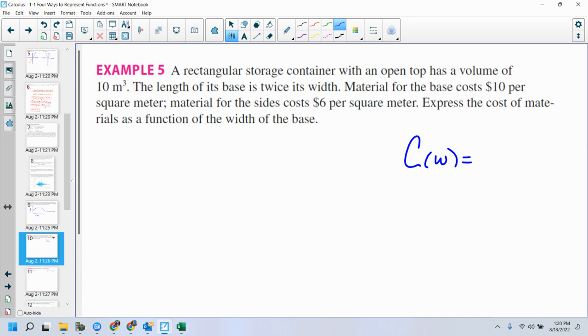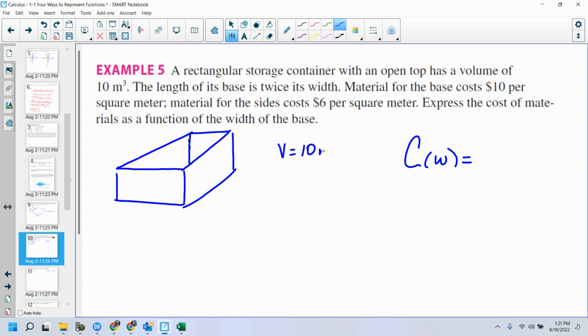Okay, let's first start off by drawing a diagram. I think that's going to help us here. We've got a rectangular box, basically, with an open top. A rectangular storage container with an open top has a volume of 10 cubic meters. I know volume is equal to 10 cubic meters. I know volume is also length times width times height.